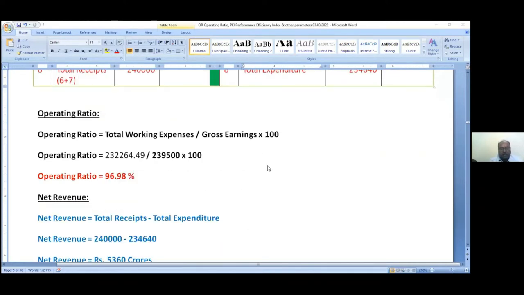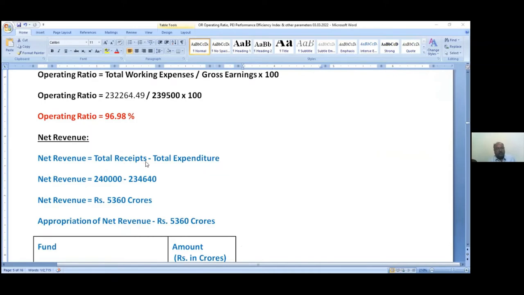See here, please check. Yeah, please stop the chat box. Operating ratio is the total working expense divided by gross earnings into 100. That is 96.98%. What is net revenue? Total receipts minus total expenditure. That is 5,360 crores. This net revenue is also called surplus.